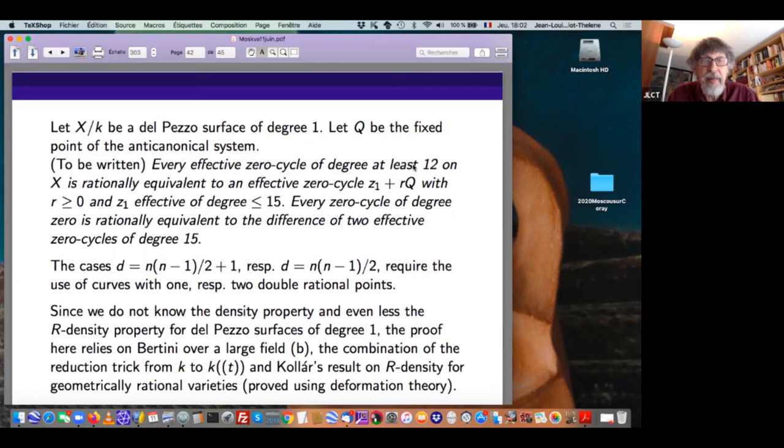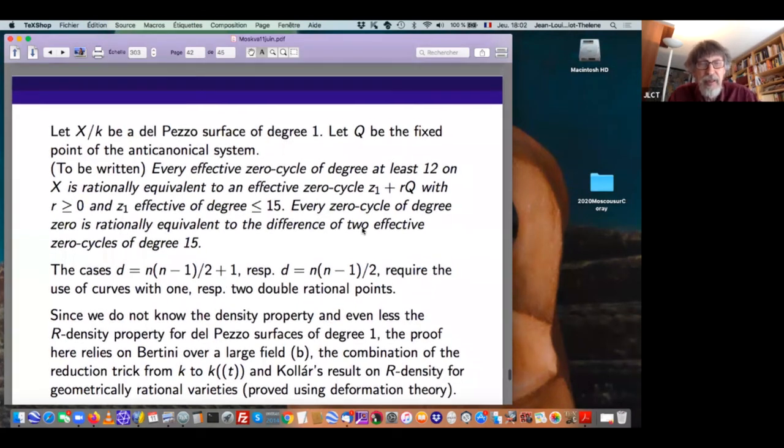Yeah, on X, this is 16. Every zero cycle of degree 0 should be rationally equivalent to an effective zero cycle Z1 plus RQ, with R at least 0 and Z1 of effective degree at most 15. Every zero cycle of degree 0 is equivalent to the difference of two effective zero cycles of degree 15. Sorry, I wrote this too quickly. Anyway, the point is that one does find a bound.